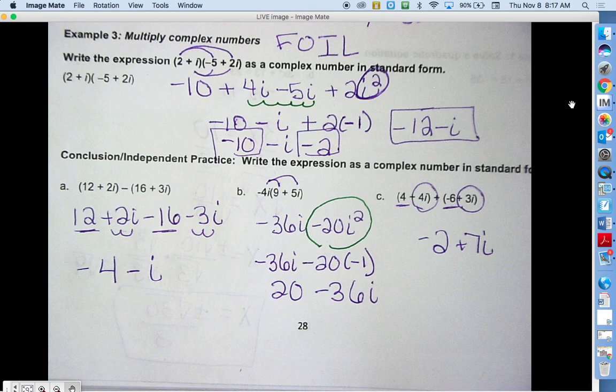And then the last one, getting those real parts, combining them together is negative 2. The imaginary parts make 7i. So an imaginary number is created because there's a negative underneath the square root. However, it kind of holds the same property as an x.